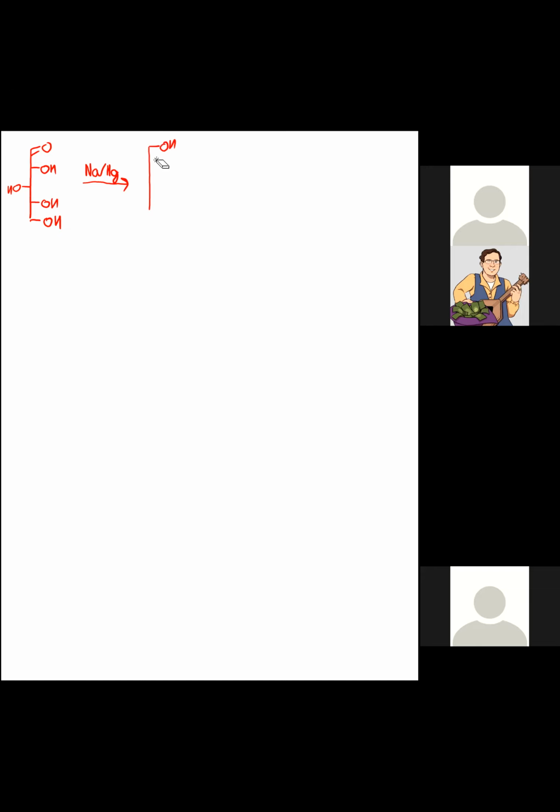And so when they do that, you reduce the aldehyde down to an alcohol. This is xylose. The fully reduced forms of sugars are called -itols. So xylitol, mannitol, glucitol. And what we have here is we have a meso compound.